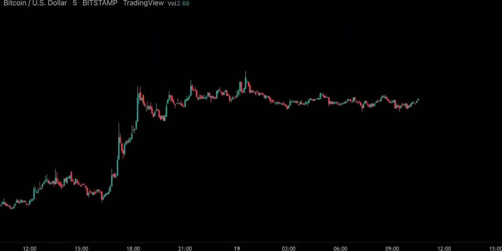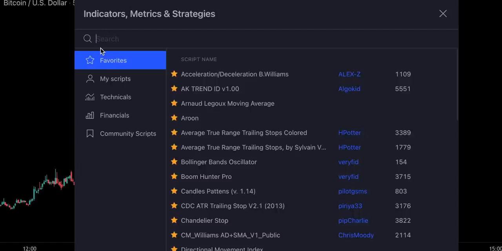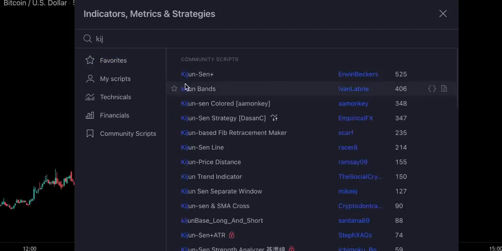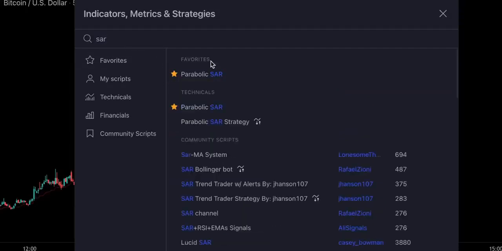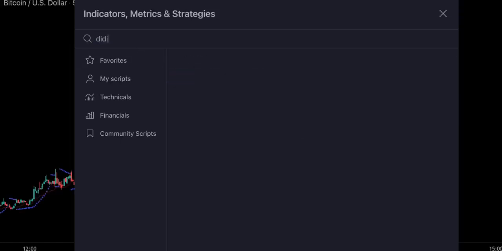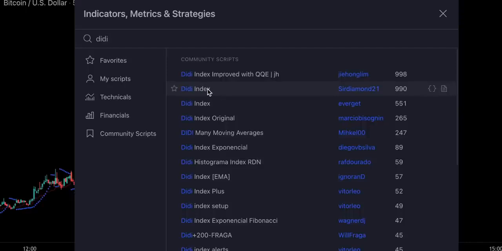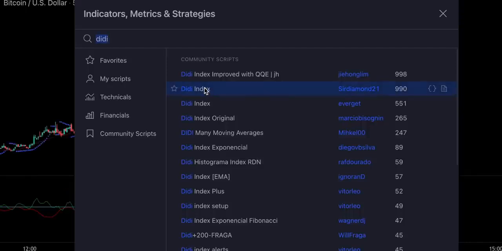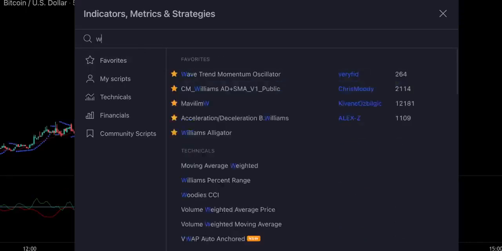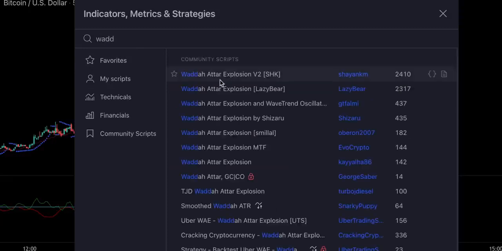Okay, so for this strategy, we're going to use Bitcoin 5-minute charts, and now let's go ahead and add our indicators. For our first indicator, we're going to use Kijun Sen, this one right here. For our second indicator, let's add Parabolic SAR. Next indicator we're going to use is called DD Index. This one right here. And for our last indicator, we're going to add Water Attire Explosion to our chart.